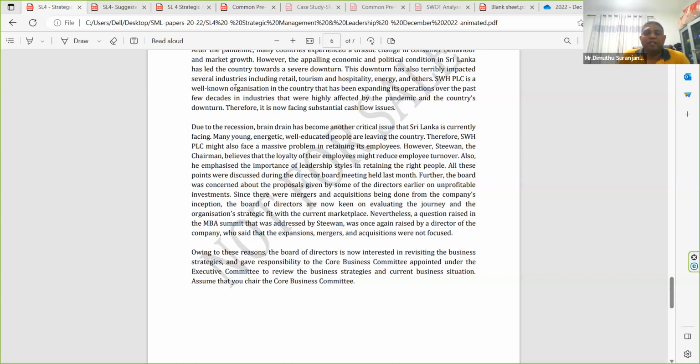All these points were discussed during the board of directors meeting held last month. Further, the board was concerned about the proposal given by some of the directors earlier on unprofitable investment. Since there were mergers and acquisitions being done from the company's inception, the board of directors are now keen on evaluating the journey and the organization's strategy fit with the current marketplace.